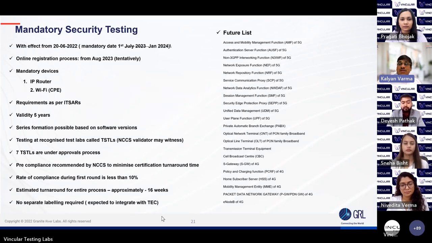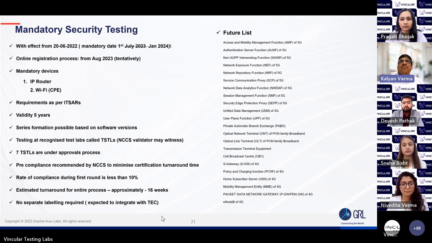The second major question we normally receive is how do we do the formation of series? Is it allowed or not? Because as you know, in other schemes, not only in India but globally, you always form a series or a group of family models so that you can optimize the qualification and testing based on technically identical configurations. A similar approach is also adopted in the NCCS certification scheme.